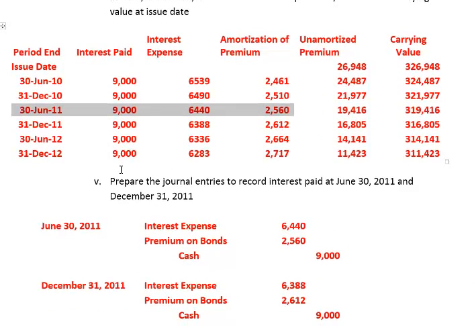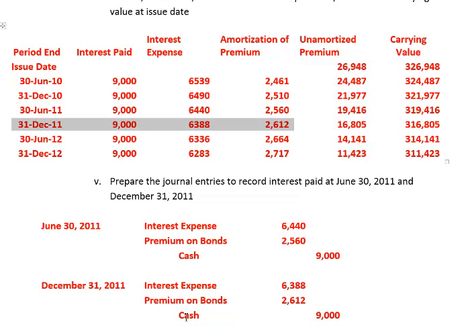December 31st, I do the same thing. I can look here and calculate my interest payment, which is $9,000. I've already calculated my interest expense of $63.88, which again was calculated by taking the carrying value to open the 6-month period that ends December 31st, 2011, multiplying that by 2% to get $63.88. And then the difference between the payment I made in interest and the interest expense I booked on my income statement is the amortized premium, which I put into my entry here.